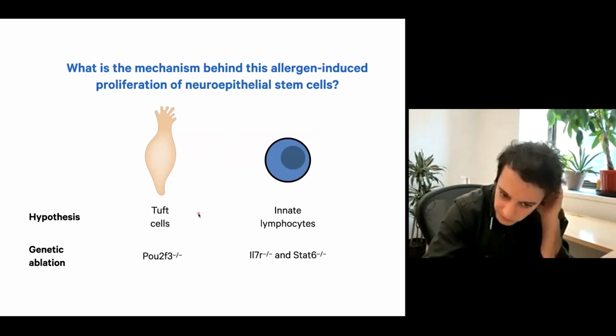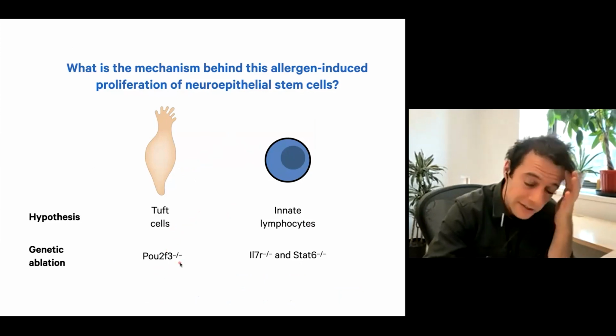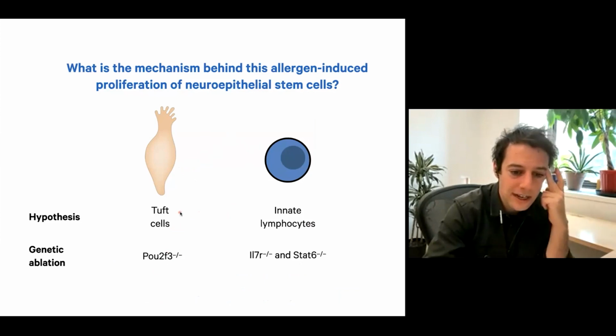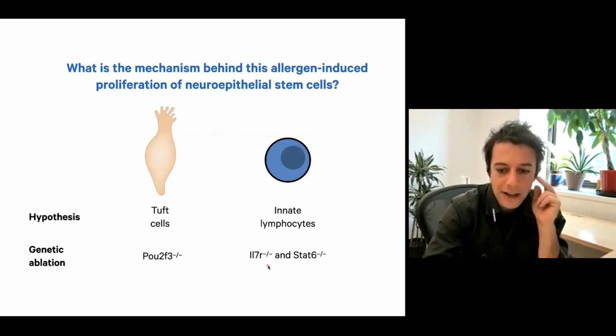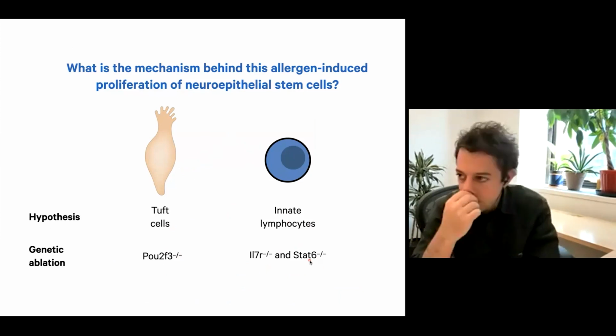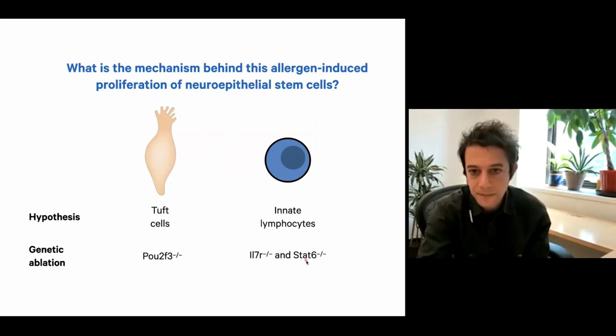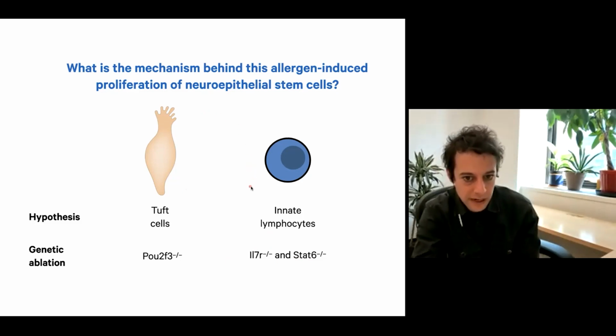And so Laura's group used two genetic knockout models to test these hypotheses. The POU2F3 knockout mouse, which is deficient for tuft cells, and IL-7 receptor knockouts, which are deficient for lymphocytes, and STAT6 knockouts, which are deficient for IL-13 signaling. So we wanted to use these mouse models to provide strong evidence of whether these cellular players are involved.